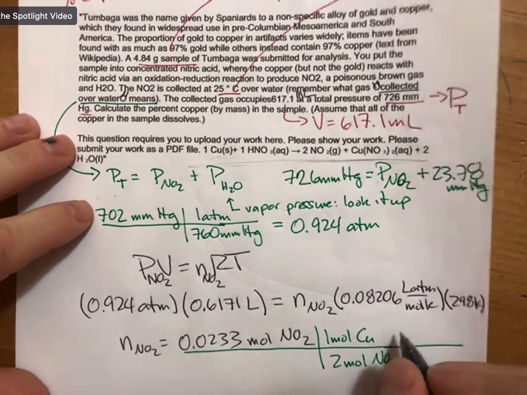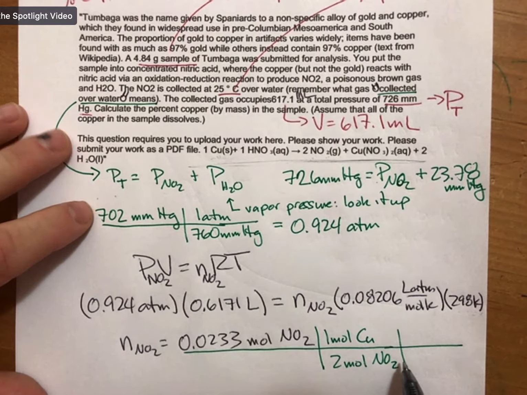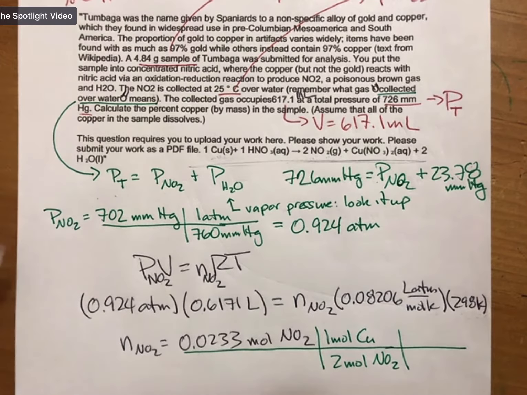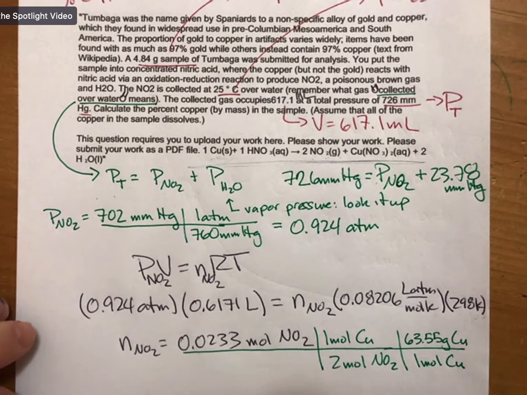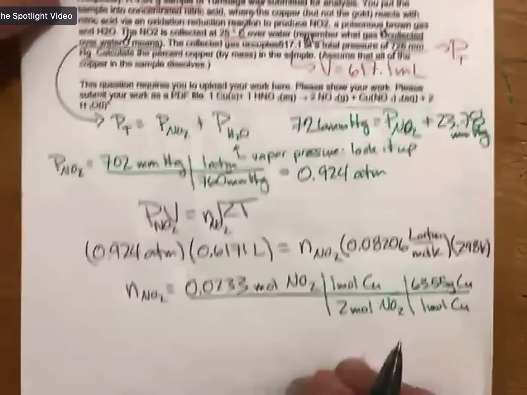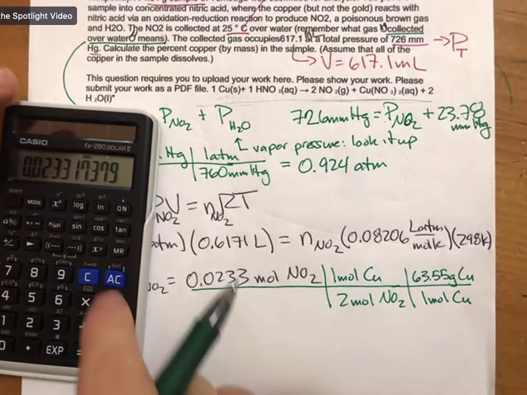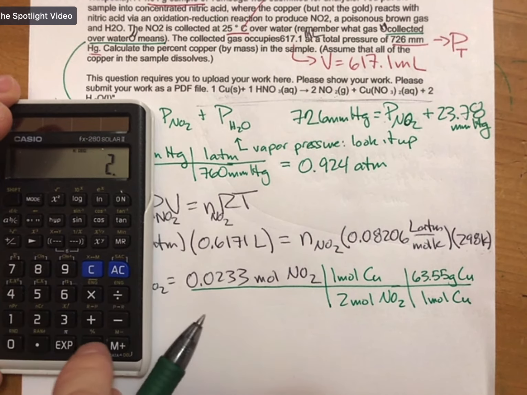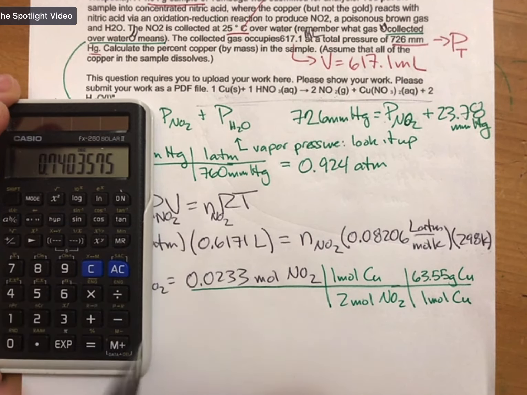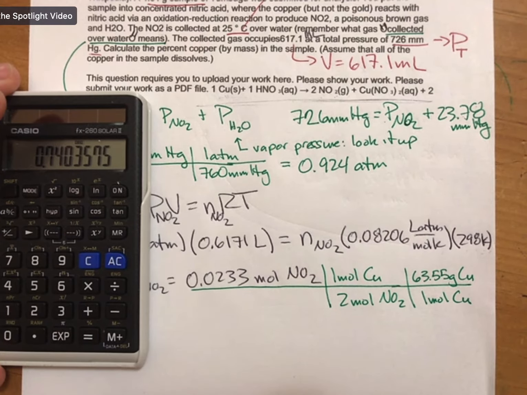From there, since I'm going to grams of copper, I have to get my periodic table and see that there are 63.55 grams of copper per mole. And that will give me grams of copper. Let me multiply that all out. 0.0233 divided by 2 times 63.55. I get 0.740 grams of copper.